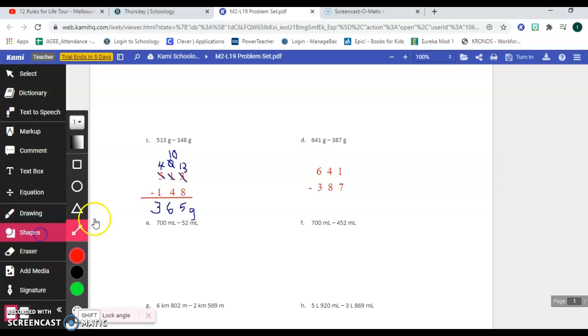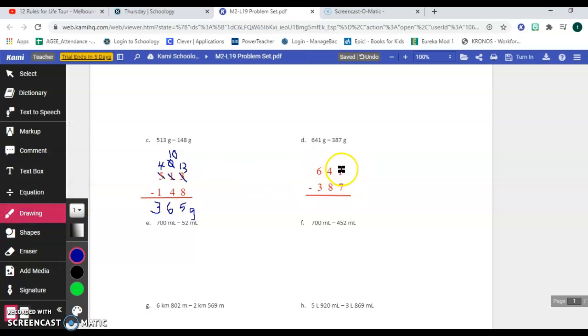Okay, so I'm going to use the shape feature here. I line underneath. Now I'm going to start in the ones place. I've got 1, 1. I'm going to try to take away 7, and I can't. So I'm going to go over here to the 4 tens. I'm going to turn one of those 4 tens into 10 ones. And so now I've got 11 ones, and I've got 3 tens left. Okay, so now I've got 11 ones over here trying to take away 7. That gives me 4 ones left over.